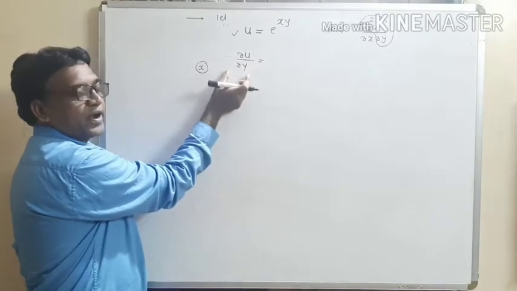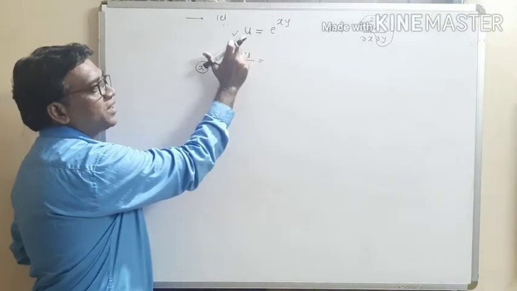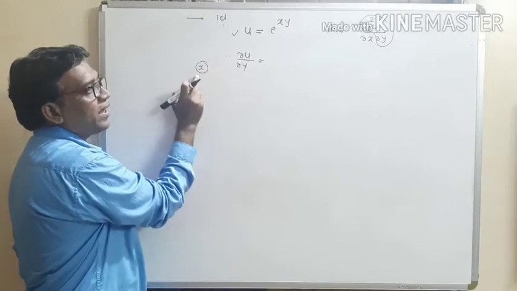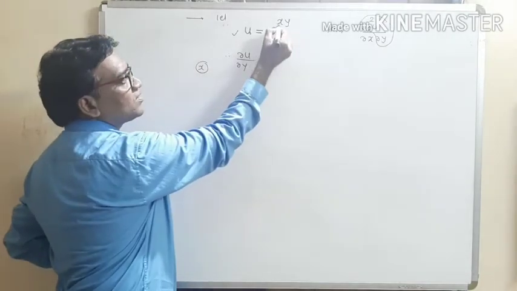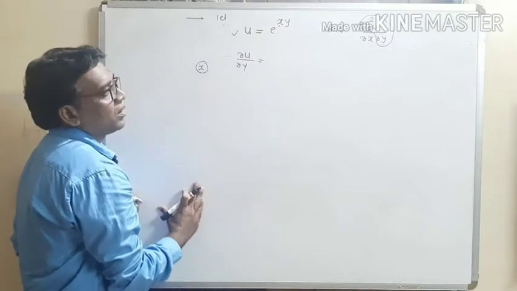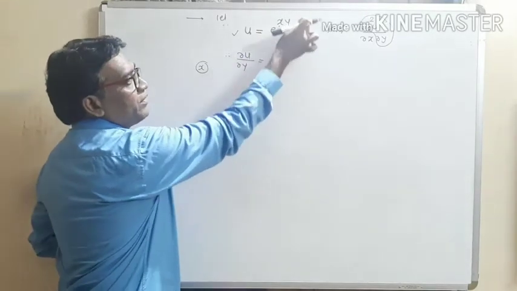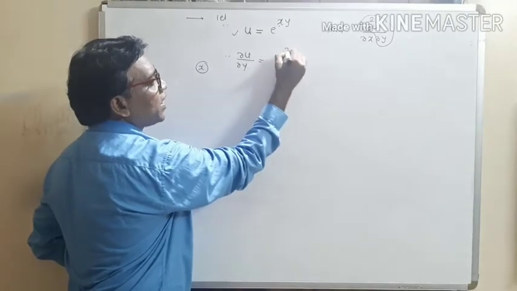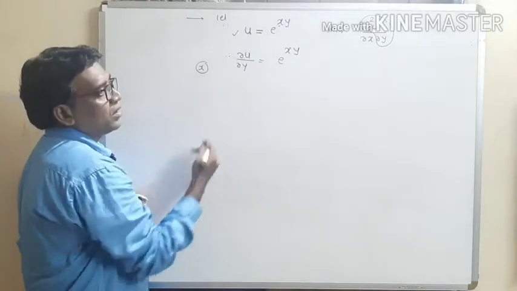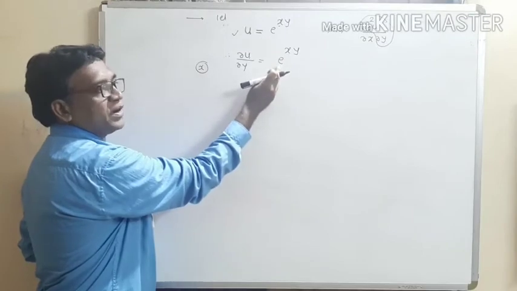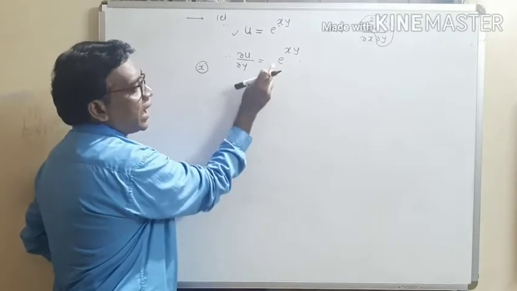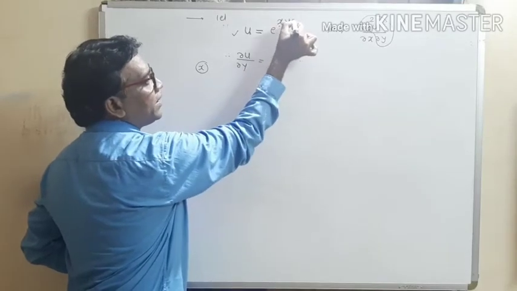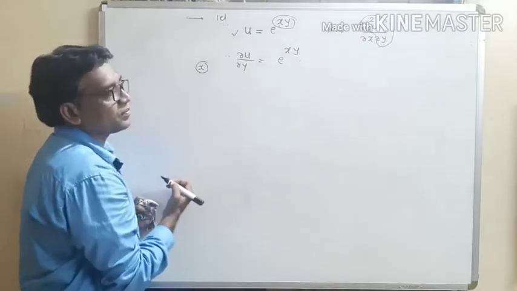How to get this ∂u/∂y? Differentiating u partially with respect to y by treating x constant. So x, this is the constant term. Now derivative of exponential term, it is the same. Derivative of e raised to xy, it is the same, into, according to chain rule, we have to multiply by derivative of this function.